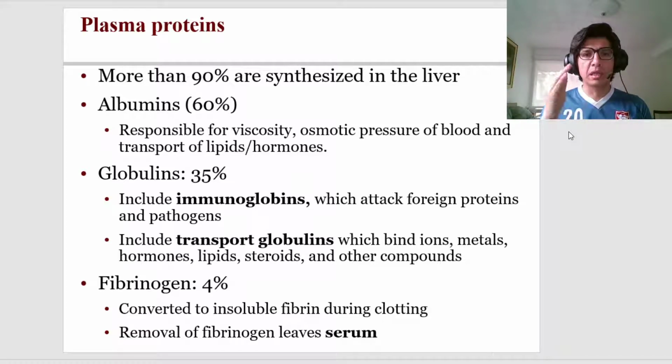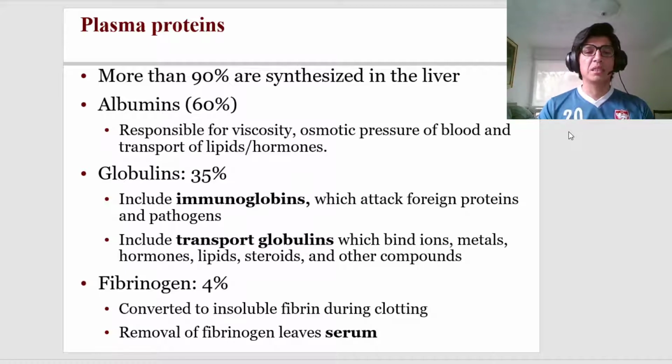Transport globulins perform the same role as albumins whenever they transport lipids or hydrophobic hormones such as thyroid stimulating hormone. And they also transport ions, which are highly reactive, and we don't want them to be just reacting anywhere they go. So they have these chaperones, these transport proteins that get them from point A to point B.